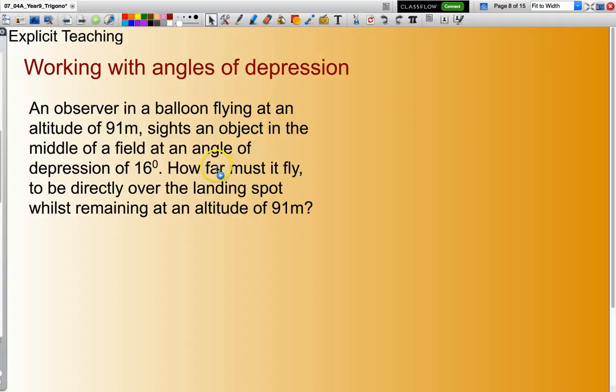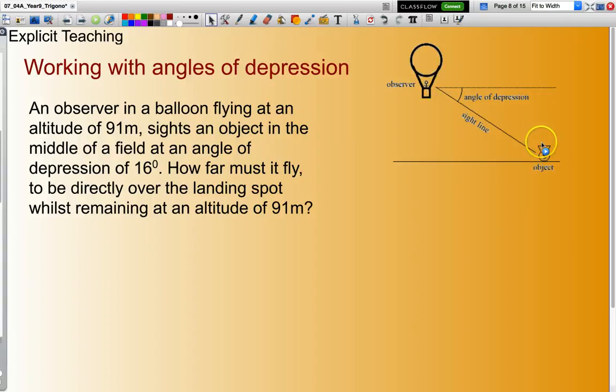Fairly straightforward picture though. Here I am in a balloon. I see an object. There's an object. And I have an angle of depression of 16 degrees. In other words, I have 16 degrees.